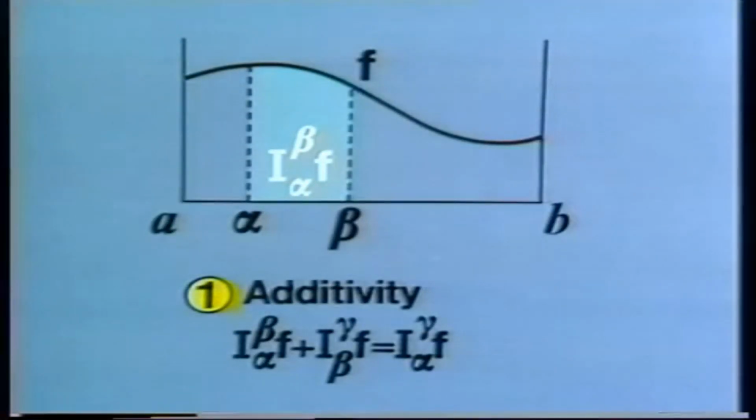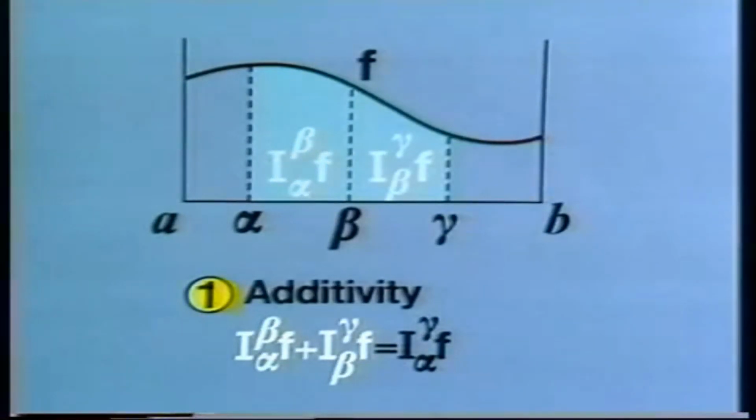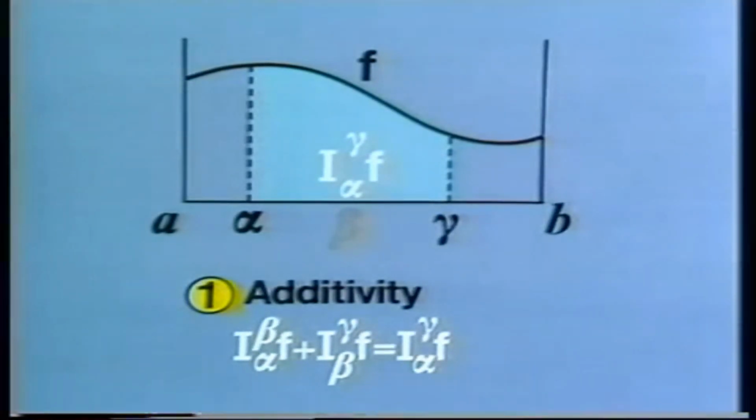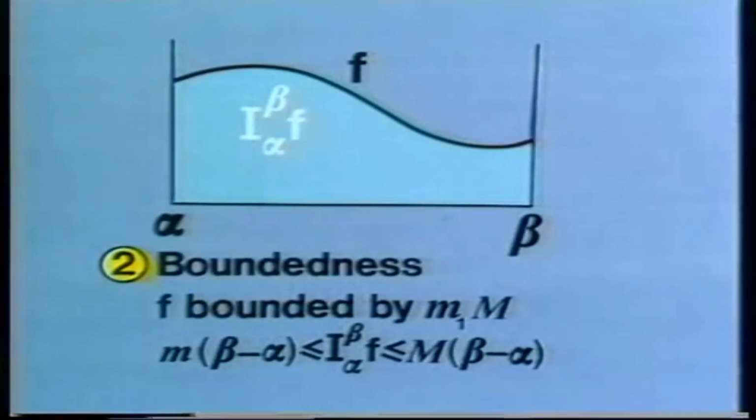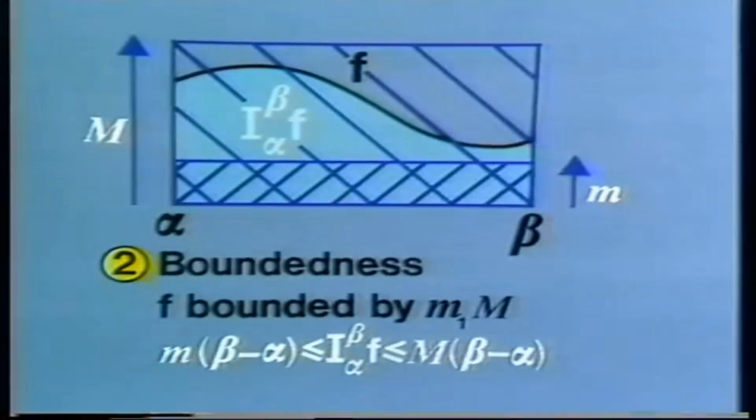The additivity axiom simply says that if alpha beta and beta gamma are two subintervals of AB, then the value of the integral function on alpha beta added to the value of the integral function on beta gamma is equal to the value of the integral function on the bigger subinterval alpha gamma. The boundedness axiom says that the value of the integral function on alpha beta fits between the areas of two rectangles of heights little m and capital M, one above the graph and the other below, where little m and capital M are the bounds of f on the subinterval alpha beta.